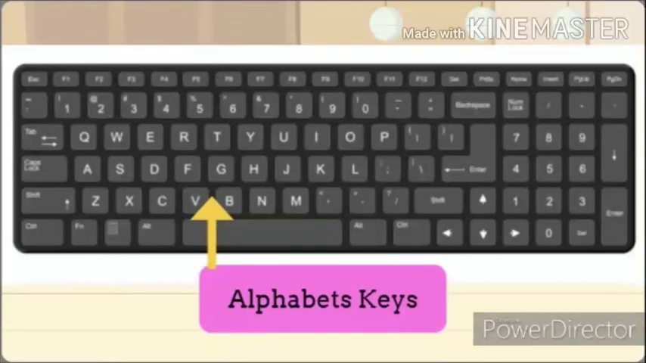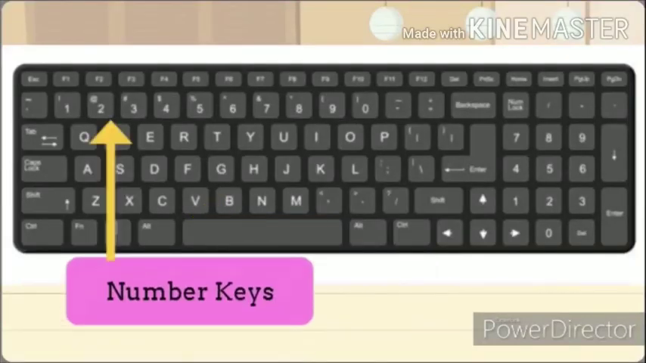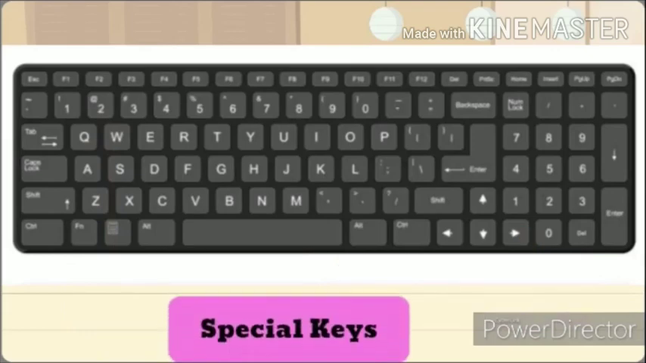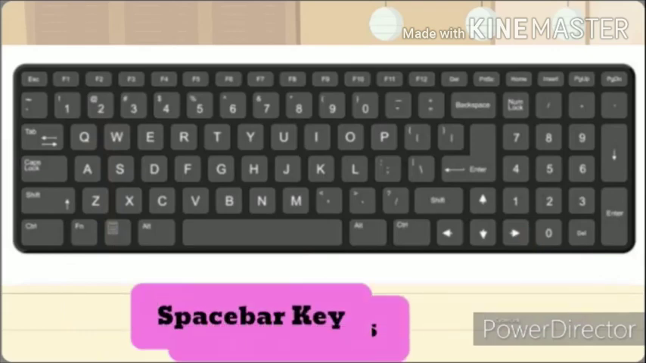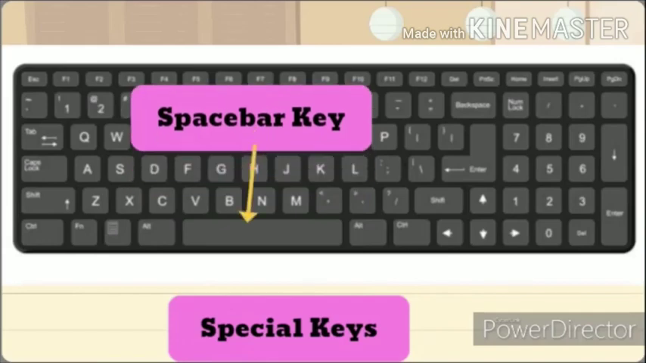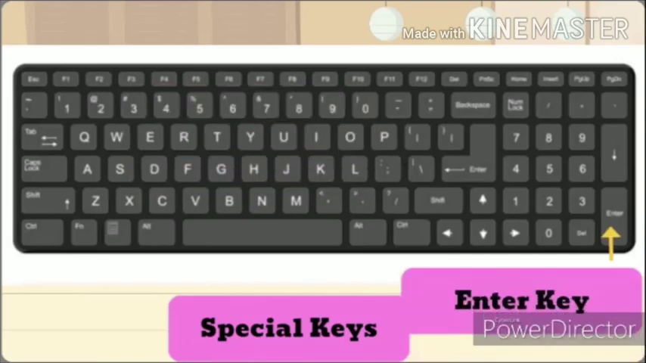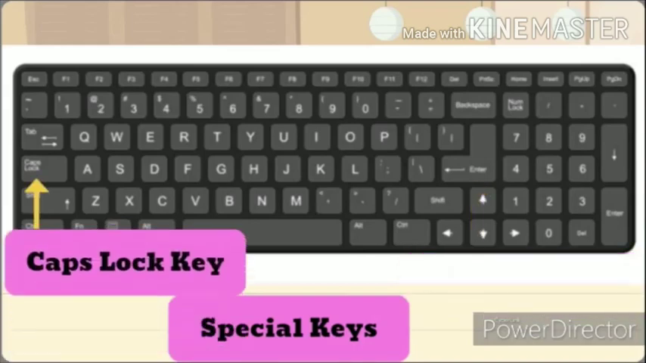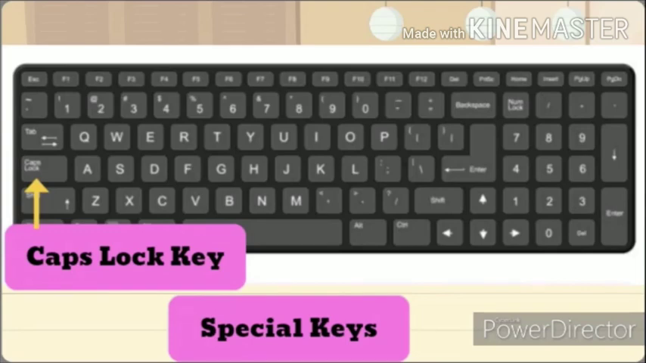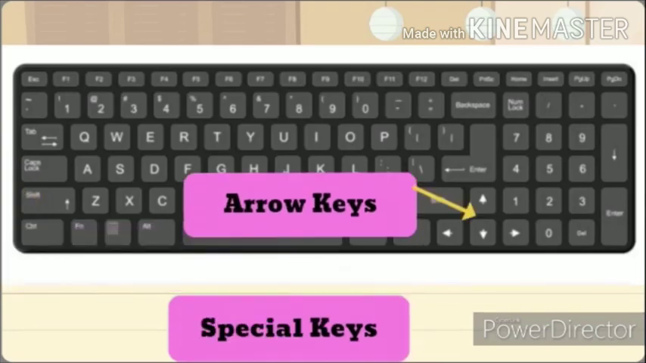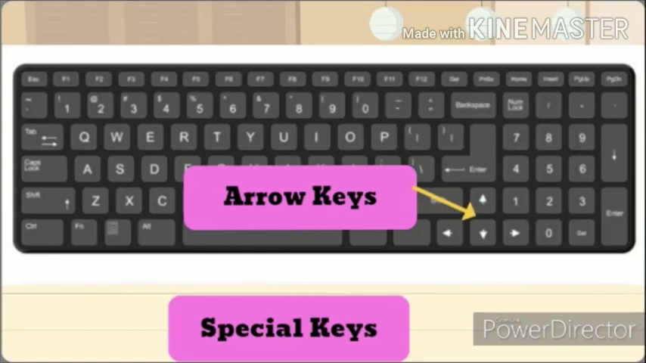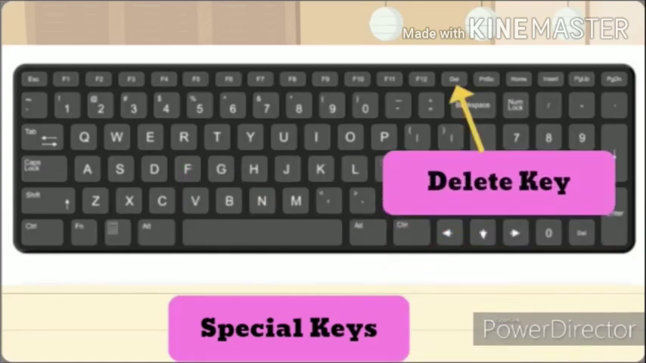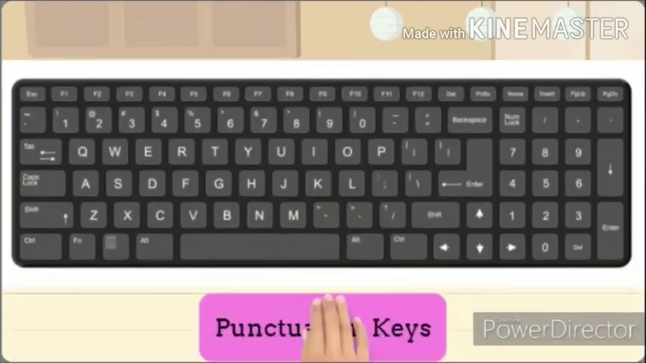First, we have alphabet keys from A to Z. Then, number keys from 0 to 9. Then we have 5 kinds of special keys. First one is the spacebar key, that is the longest on the keyboard. Then we have 2 enter keys on the keyboard and 1 caps lock key which makes the letters capital. Then we have 4 arrow keys for right, left, up and down direction. Then we have 1 delete key to erase whatever is on the right side of the cursor.